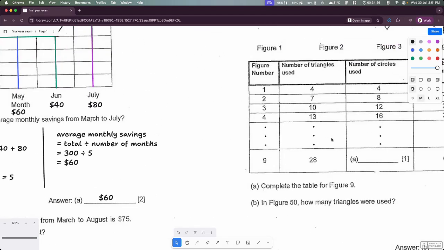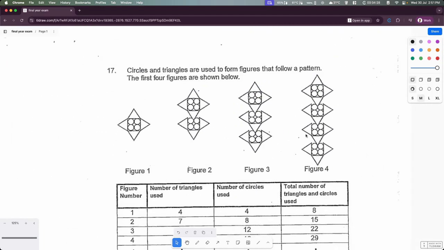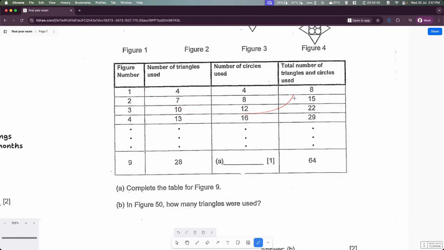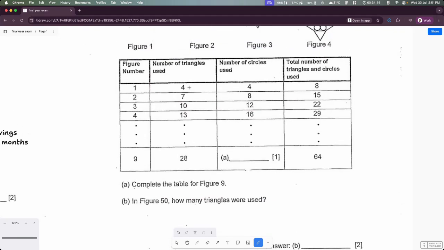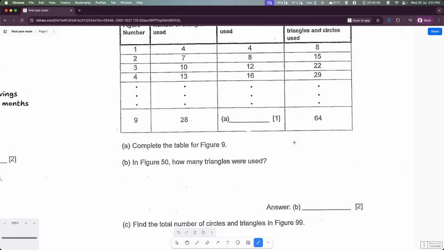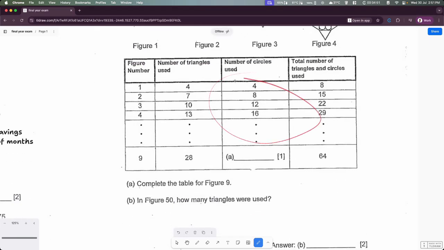Okay, last one. Last question, question number 17. Circles and triangles are used to form figures that follow a pattern. The first four figures are shown below: figure 1, figure 2, figure 3, and figure 4. Complete a table for figure 9. So, we see over here we have 4, 4, and 8. Usually I don't really look into this, okay? I just look into this over here. Then we have 7, we have 8, and then we have 15.